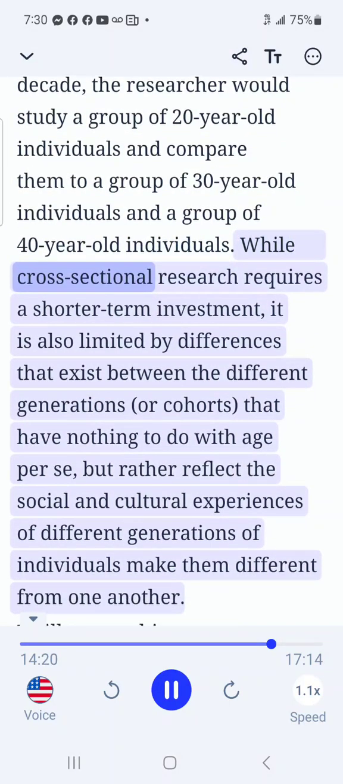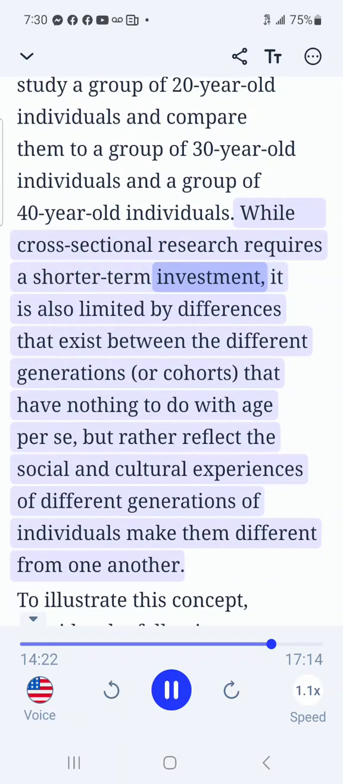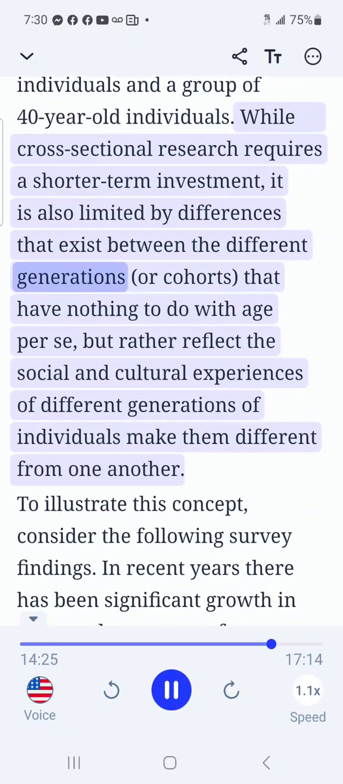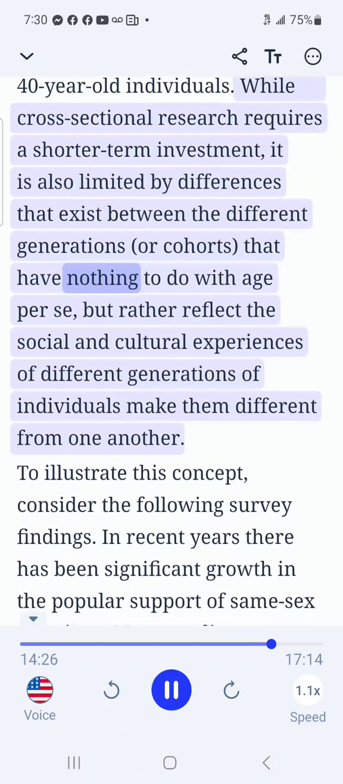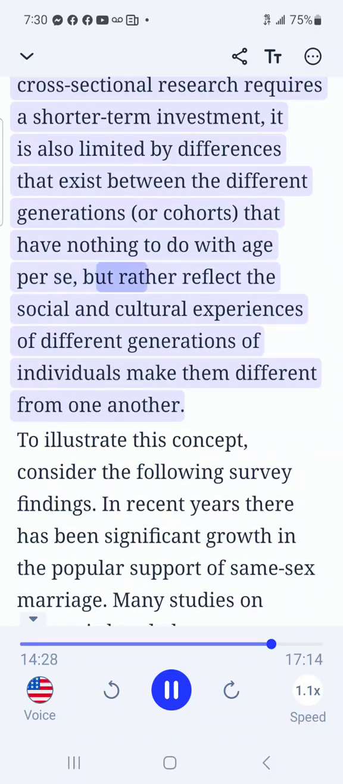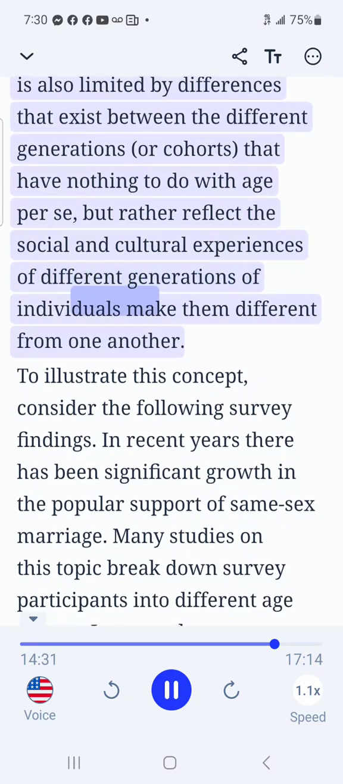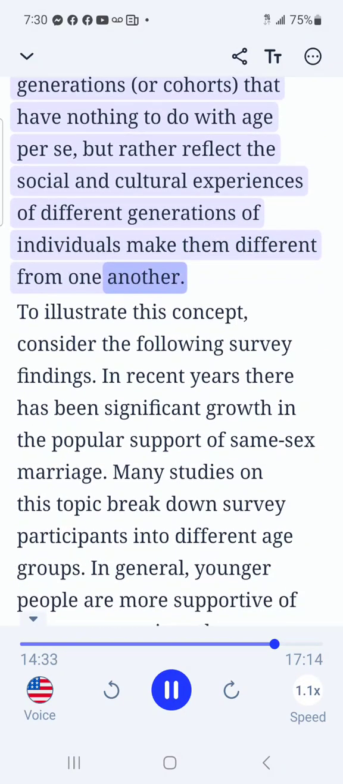While cross-sectional research requires a shorter-term investment, it is also limited by differences that exist between the different generations, or cohorts, that have nothing to do with age per se, but rather reflect the social and cultural experiences of different generations of individuals that make them different from one another.